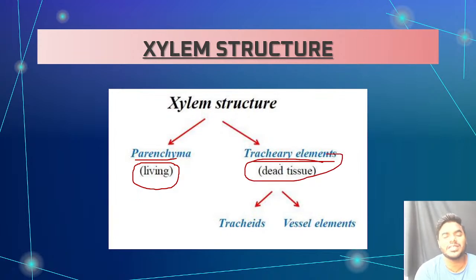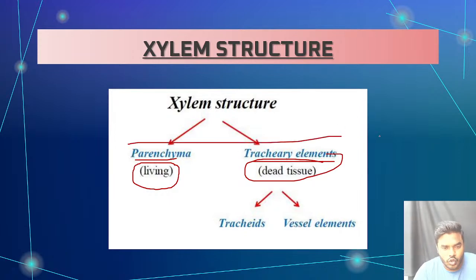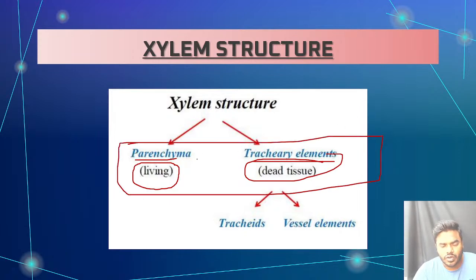So if I ask you a question, xylem contains 2. Among these 2, which can conduct the water efficiently? Listen to my question carefully. In the xylem, which can conduct the water efficiently? Most of the students will give parenchyma as an answer, which is an absolutely wrong statement. Parenchyma is never involved in the transport of water efficiently, right? So what will do it is the tracheary elements.